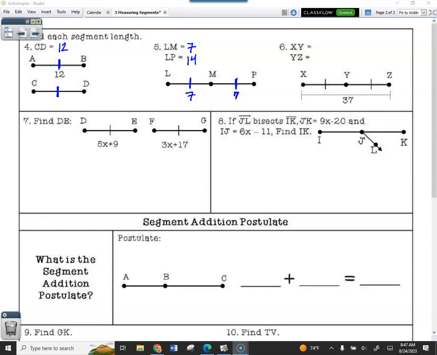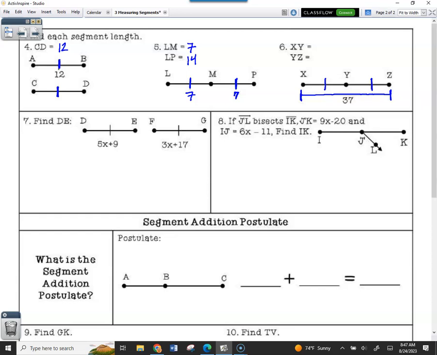So it asks for XY and YZ. But if you look at the picture, XY and YZ have congruent marks. So whatever answer we find for one of them matches the other one because they're equal. Now our clue is 37. Notice 37 stretches from X all the way to Z. All the way. So that implies that the entire thing is 37.